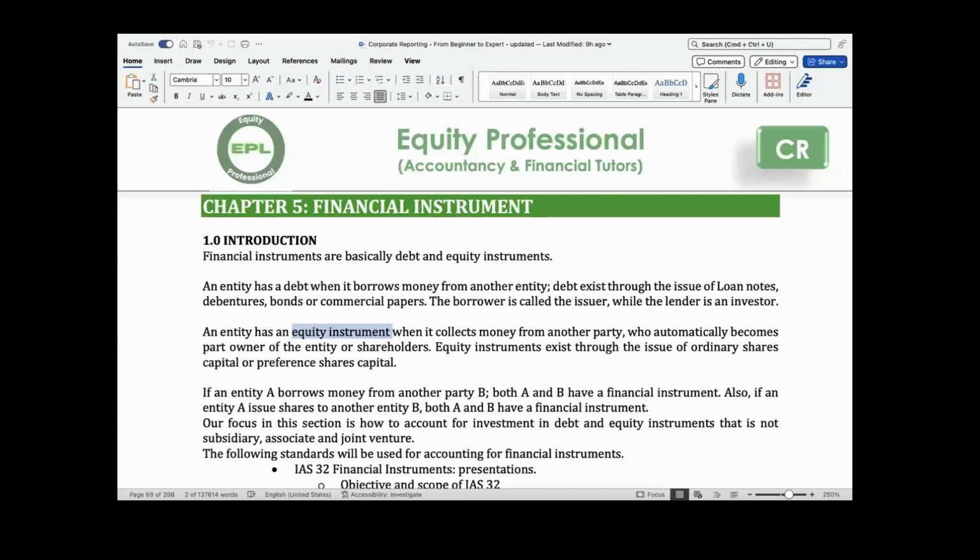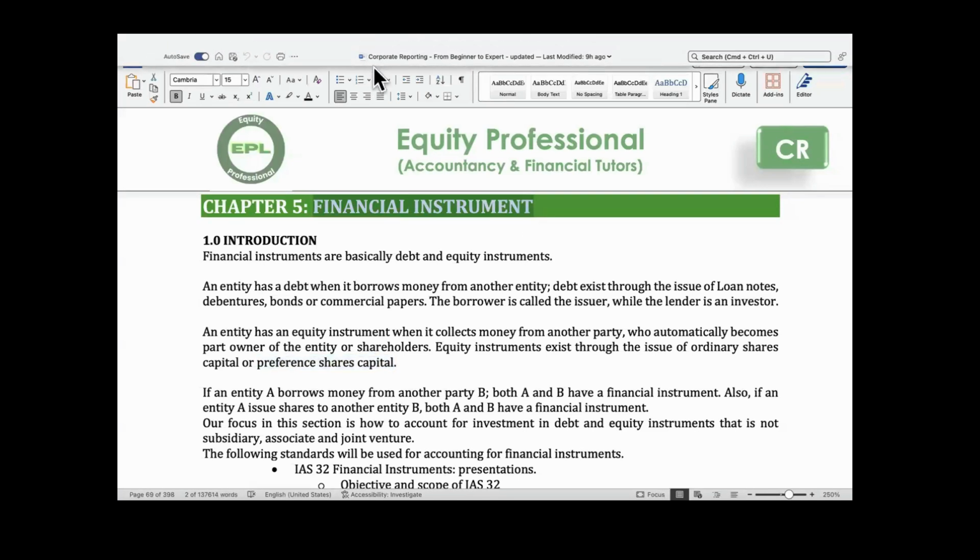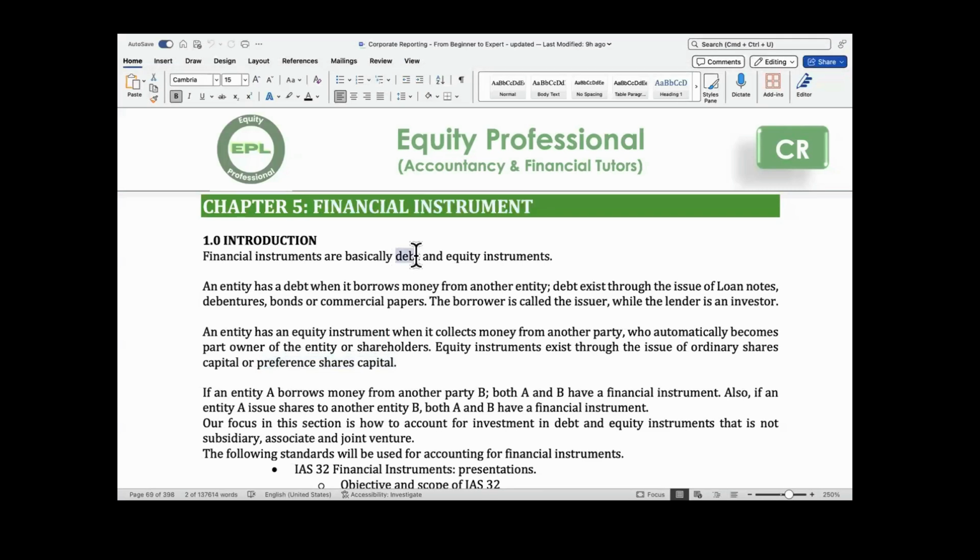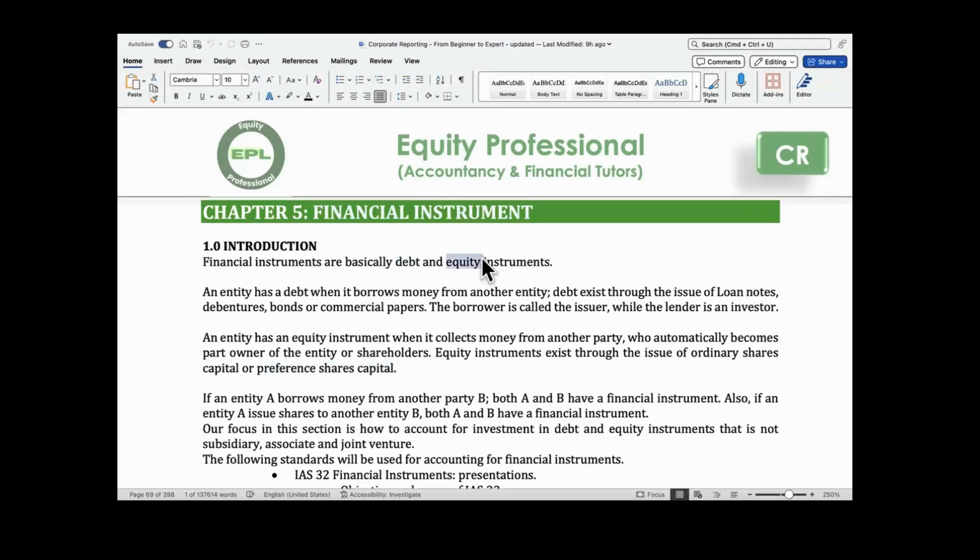While in the case of debt, what we issue are instruments like loan notes, debentures, bonds, and the likes. In equity, the instruments we issue are majorly ordinary shares or preference shares. Those are the instruments they issue. So today, when we say financial instrument, all we are talking about is debt and equity instrument.